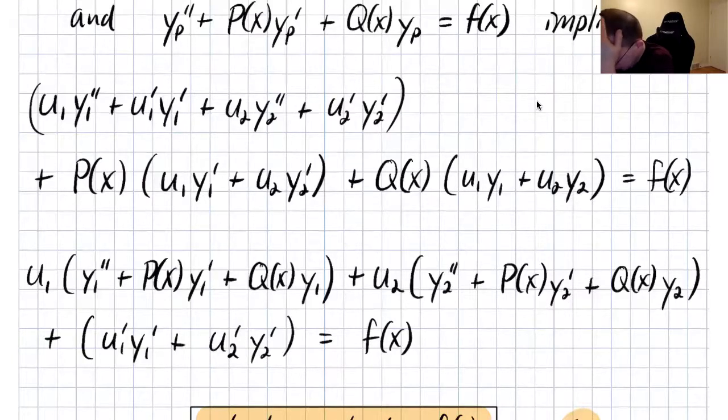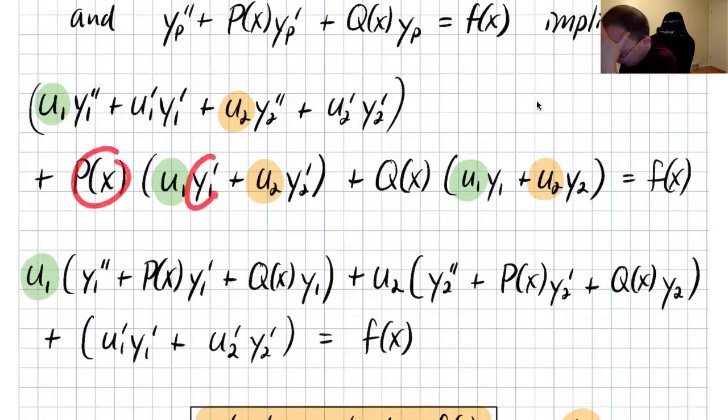It looks like we're collecting all of the u1 terms. There's a u1 term. Where else is u1? Right there. And there's a u1 there. So we're collecting all that stuff together. And then we're also doing the same thing for u2. There's u2 there, right there, right there. Let's just check. What are the u1 terms? We have y1 double prime. We have p(x) y1 prime right there. And we have q(x) y1 right there.